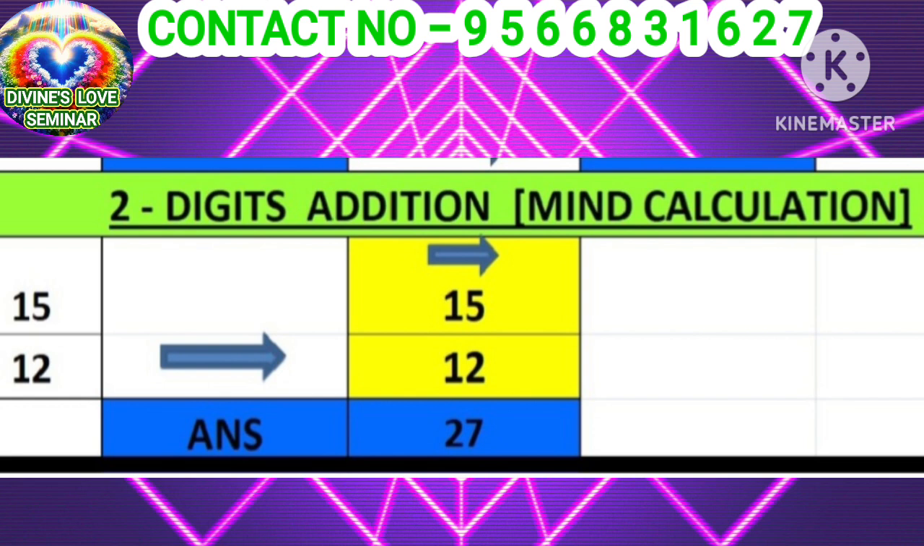So, what do you have to do? First, calculate the tens. 10 plus 10 is equal to 20. Keep 20 in your mind. Then go to the ones place, that is the unit place. 20 plus 5 is equal to 25. 25 plus 2 is 27. 27 is the answer. Hope you all understood.